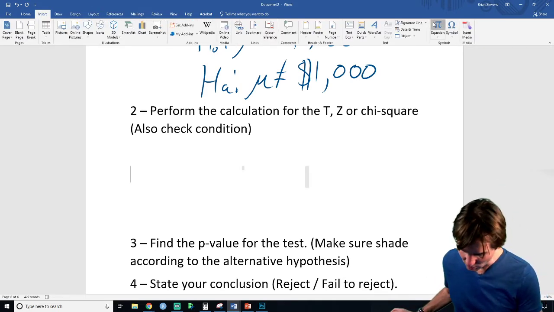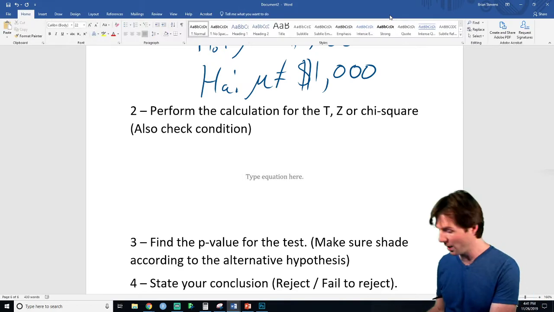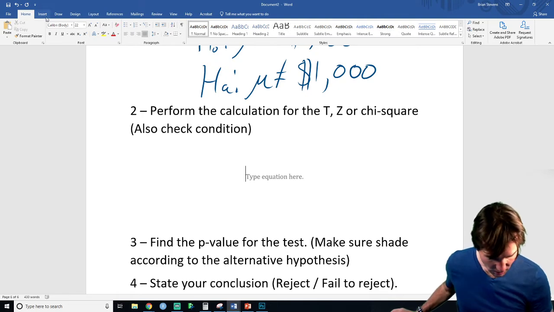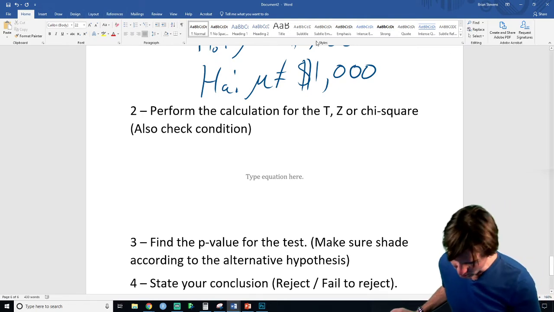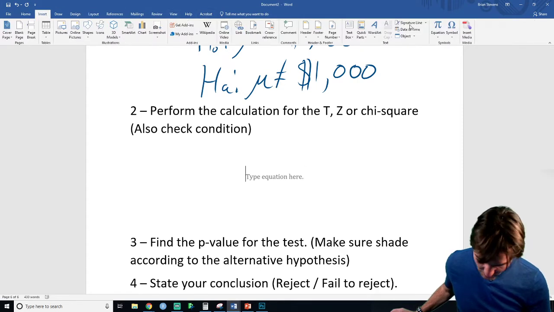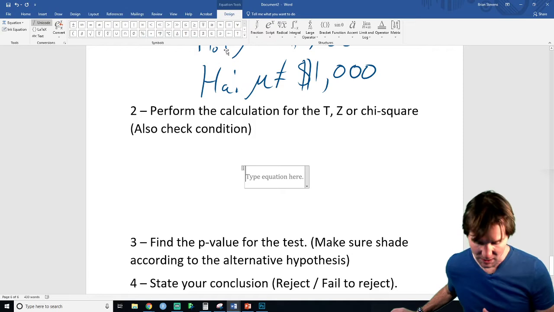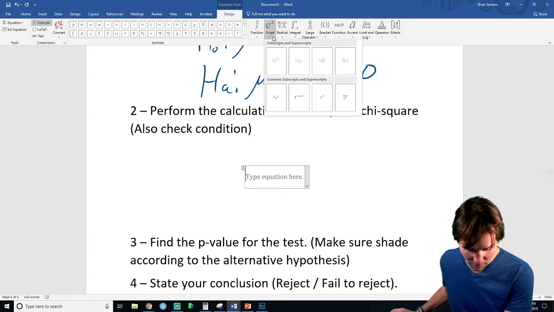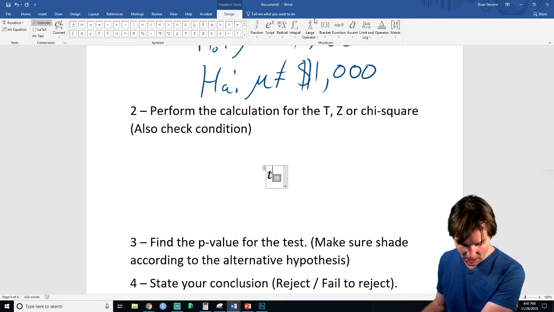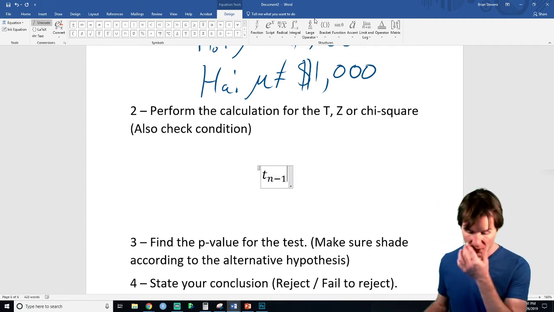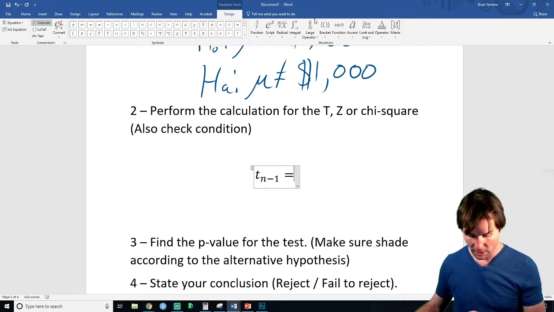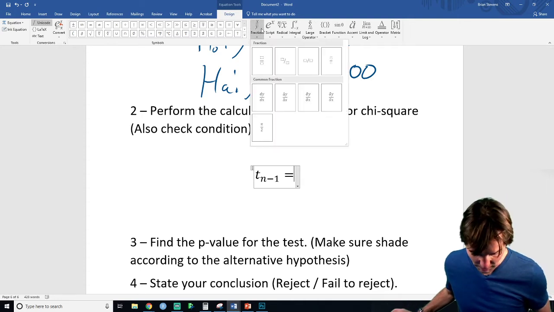Let's go to Insert, Equation, and we're going to solve for t with n minus 1 degrees of freedom. T with n minus 1. We won't need the pen for a little bit here. So let's go to Equation. Insert, there we are. Equation, can't do an equation inside an equation. Okay, so we need t with n minus 1 degrees of freedom. That subscript right there is the degrees of freedom. And now we're going to go equals, and after the equals, we're going to put our equation.